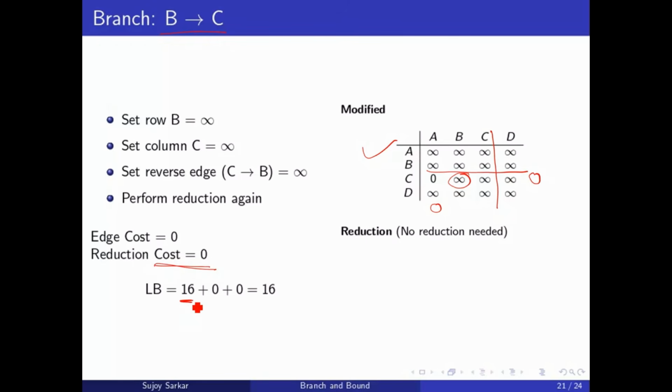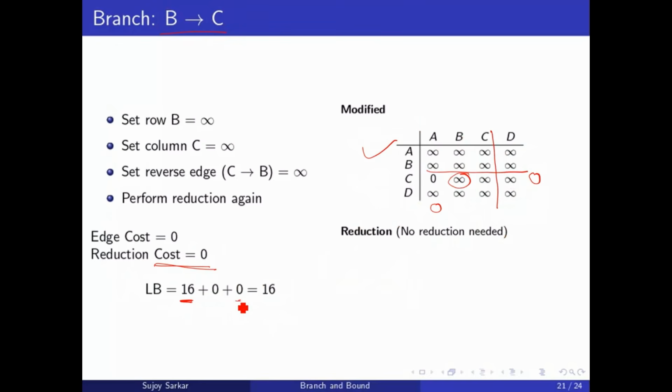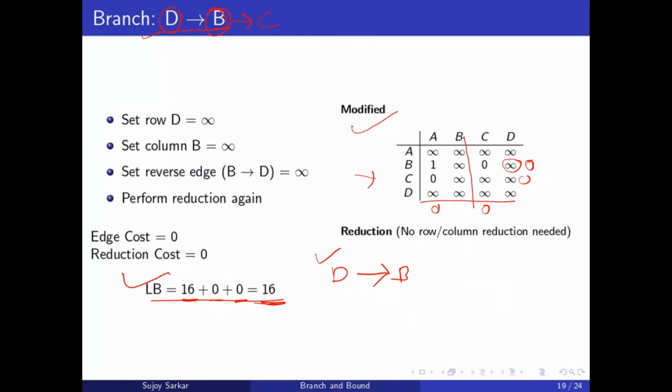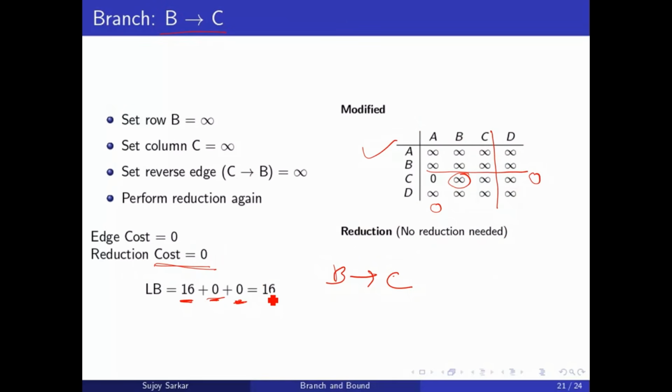So at parent what was the lower bound? B lower bound was 16. So we took 16, reduction is 0, and edge cost B to C in the parent reduced matrix. B to C, what is the cost here? B to C cost is 0. So cost will be 0. Total cost is 16. Right? So you got this lower bound also.